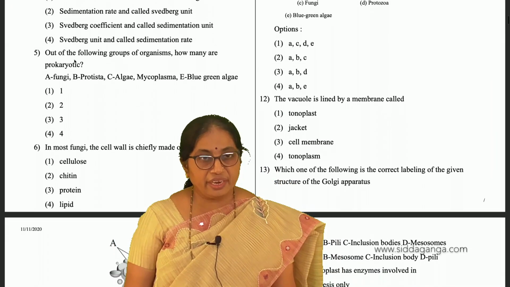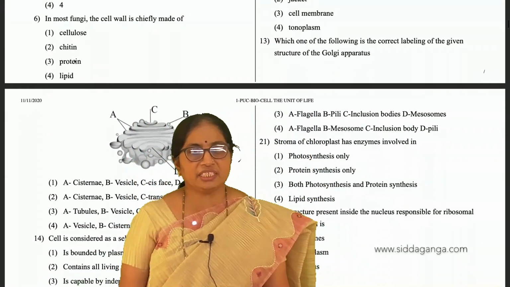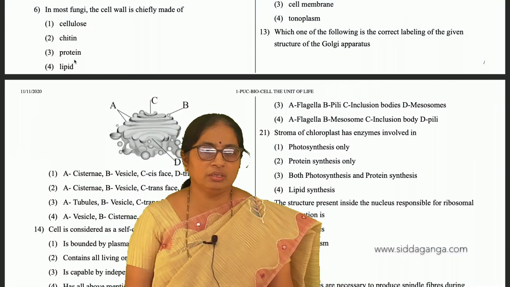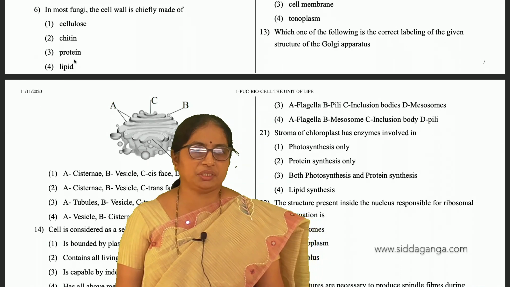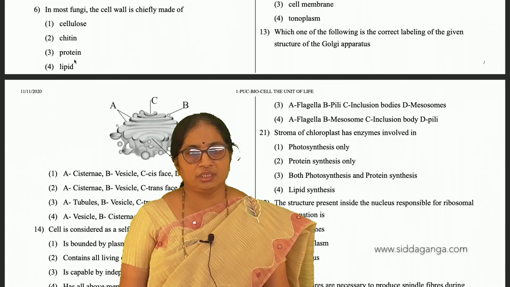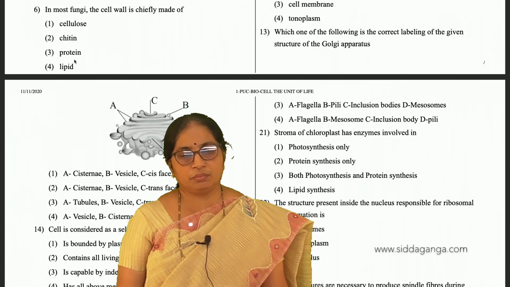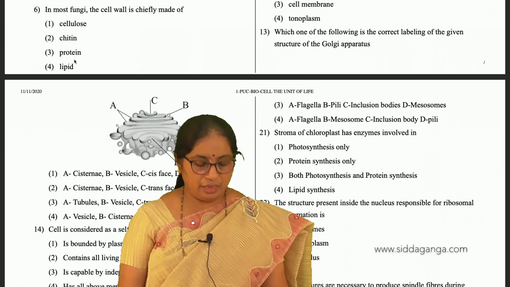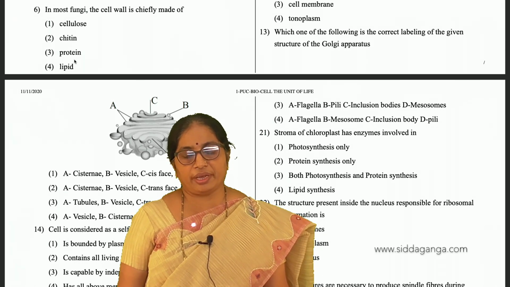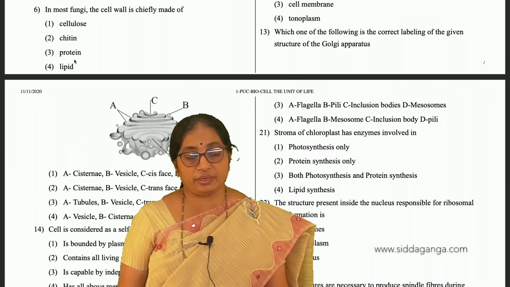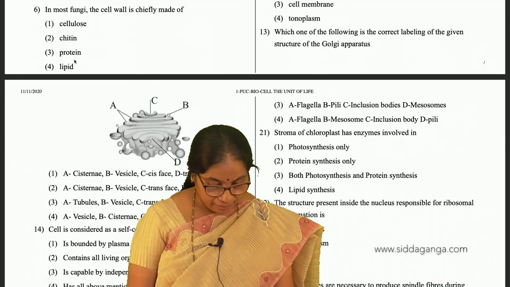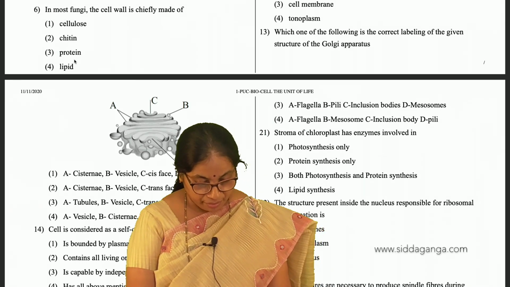Next question. In most fungi, the cell wall is chiefly made up of what? The cell wall is present in the plant cells and in all the other kingdoms, the Monera, Protista, fungi and plantae. Animals do not have a cell wall, as you know. The outer layer is the plasma membrane in animal cells.